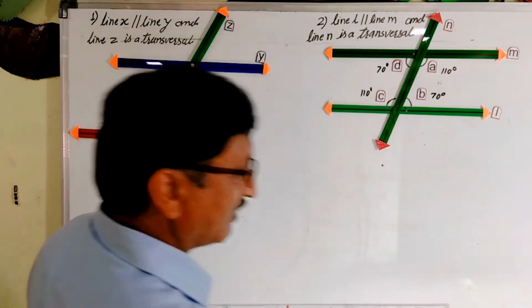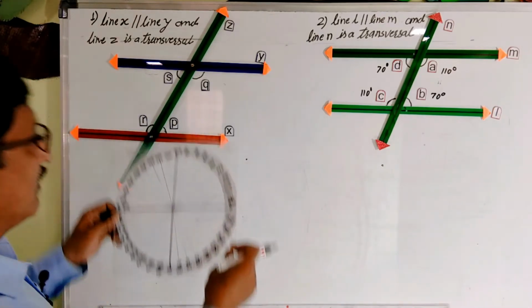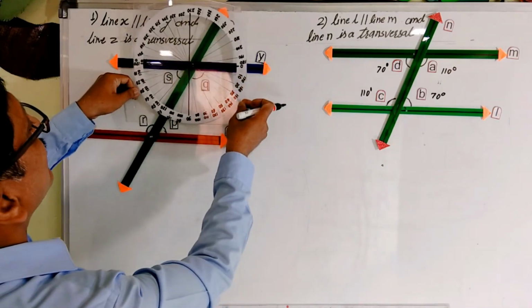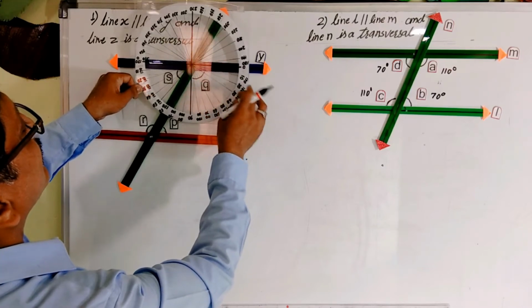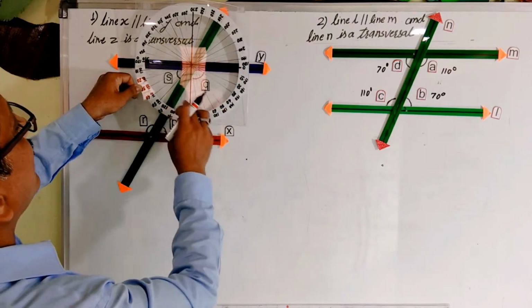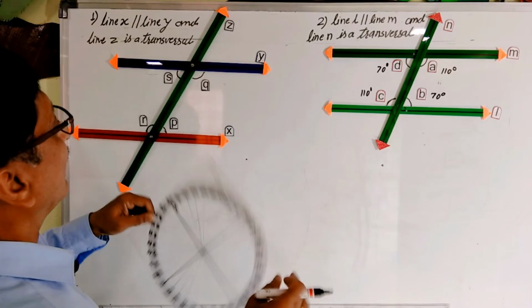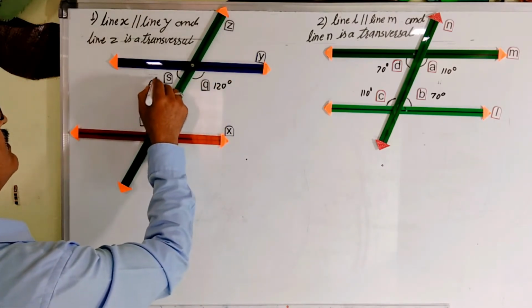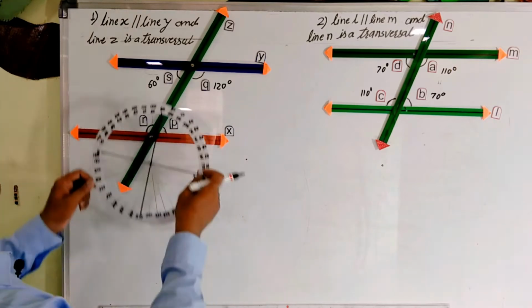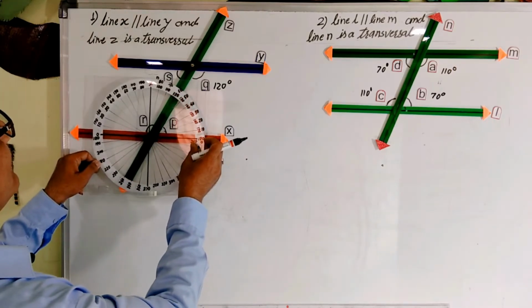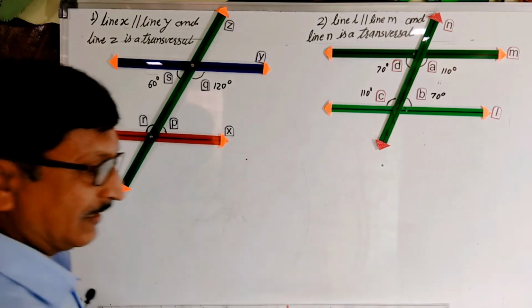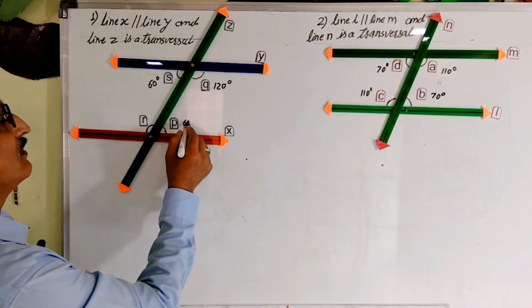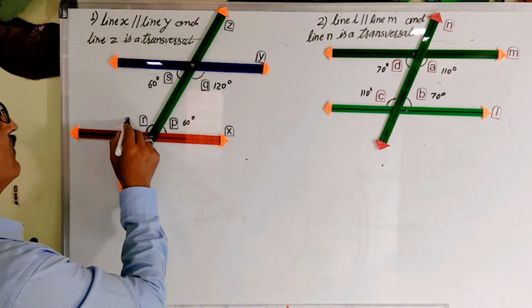Similarly, we will measure the angles of this first figure here. What is the measure of this angle? See Q and S. Yes, it is 120 and this is 60 degrees. Therefore, write here 120 degrees and this is 60 degrees. Similarly, the measures of angles P and R here will be, yes, 60 and 120. That means you can write here 60 degrees and 120 degrees.